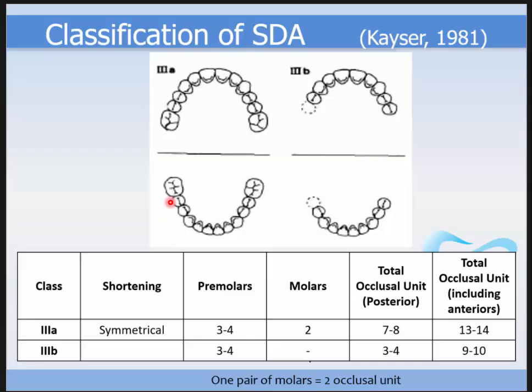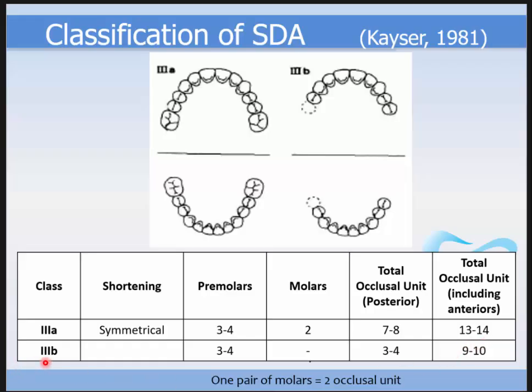Okay, 1, 2, 3, 4, 5, 6, 7, 8. In this case it is 8. So if you lost 1 premolar, then it's 7. And then including the anterior teeth, you have a total of 13 to 14.